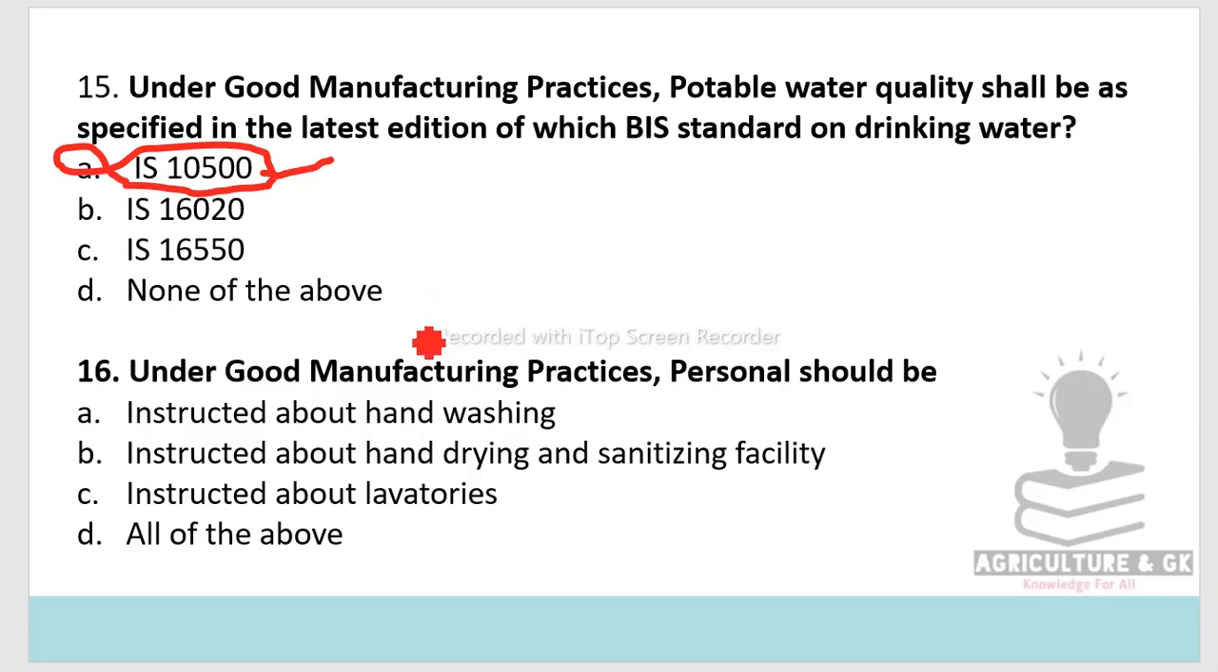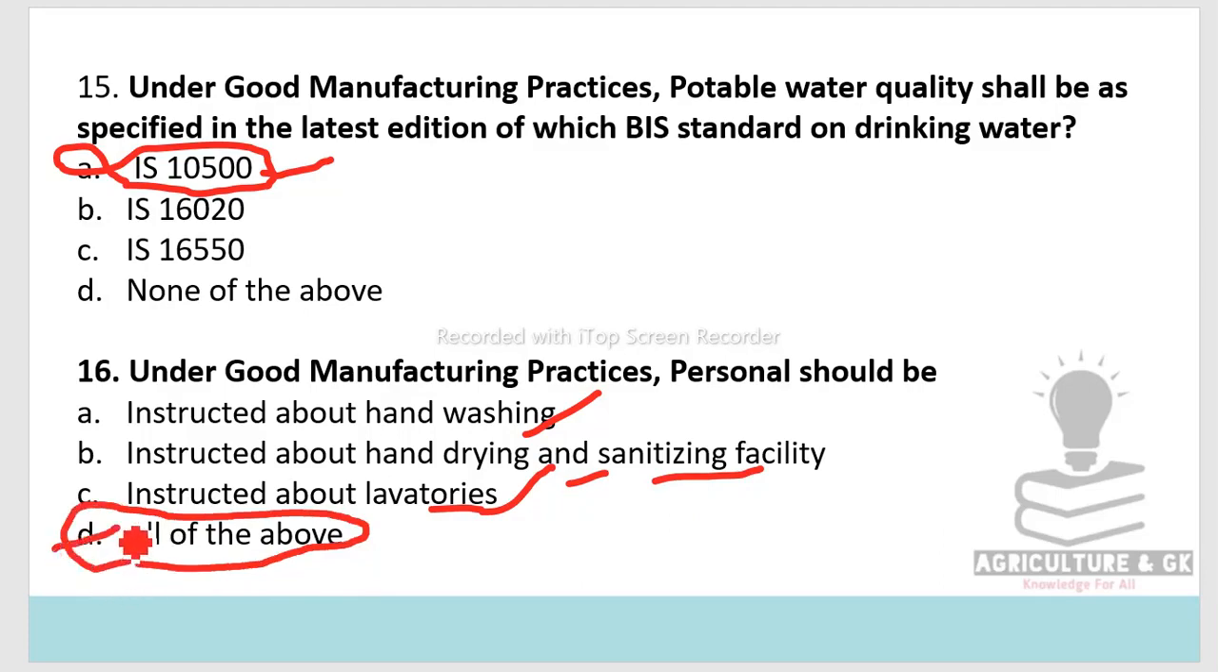Now moving next. Under GMP or good manufacturing practices, personnel should be instructed about hand washing, instructed about hand drying and sanitizing facility, instructed about laboratories, or all of the above. So a person should be instructed about hand washing, hand drying and sanitizing facility, as well as instructed about laboratories. So our answer will be all of the above. Option D is the right answer.